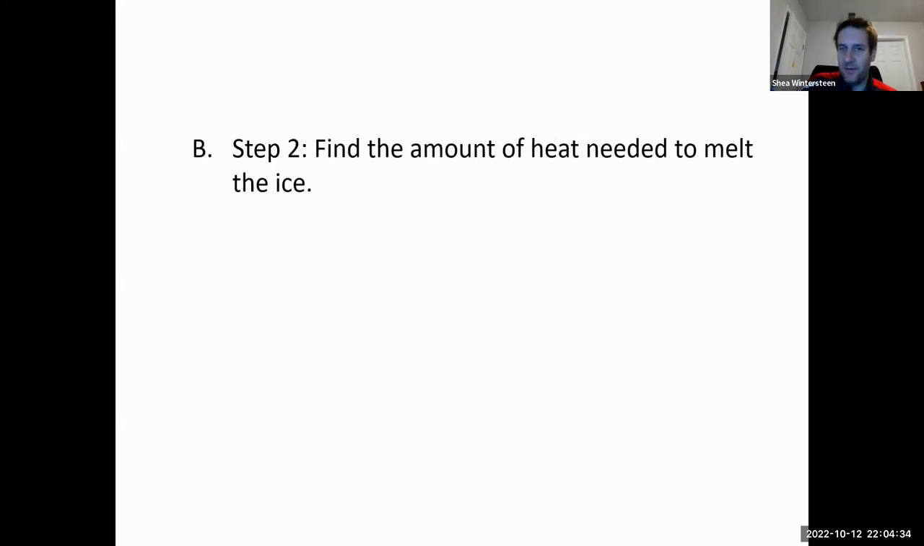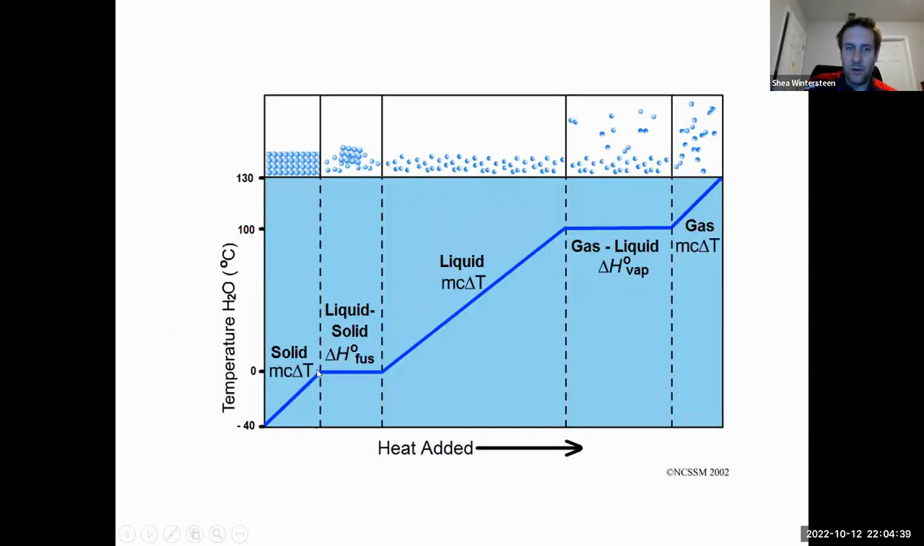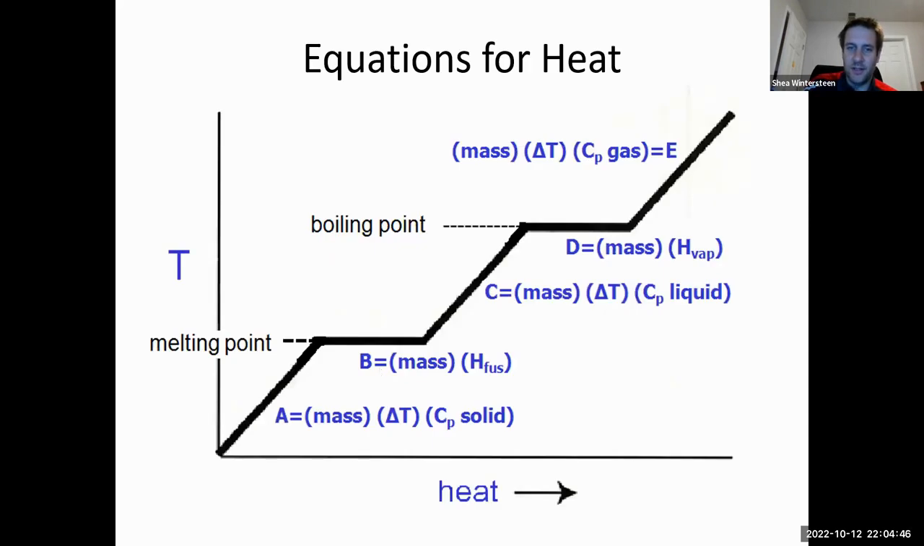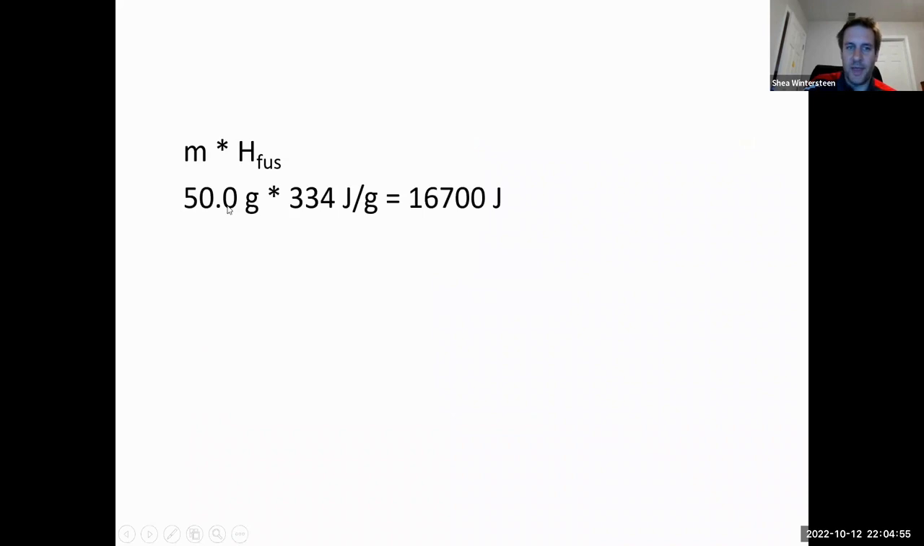Next, we need to figure out the amount of heat needed to melt the ice. Going back here, we're now going from this spot to this spot in the second area of our heating curve. For that section, we do mass times the heat of fusion. Mass is still 50 grams, that didn't change. Then we look up the heat of fusion given in the problem and multiply those 2 numbers together, and we get 16,700 joules. That's not too bad.